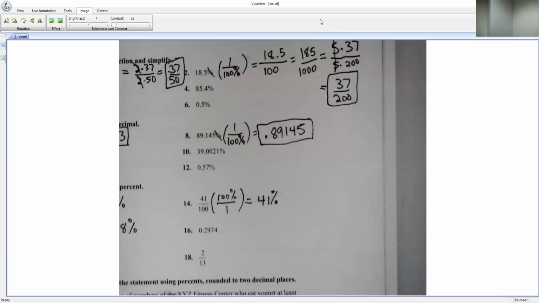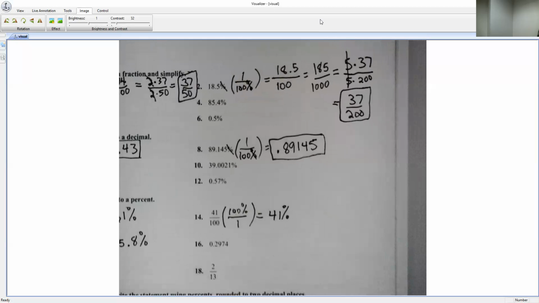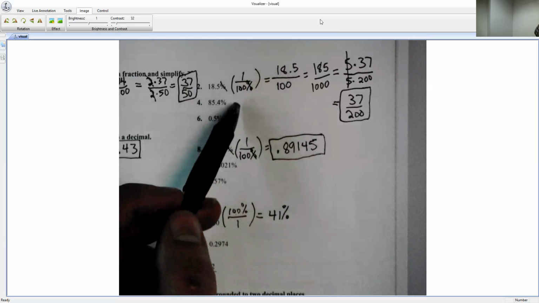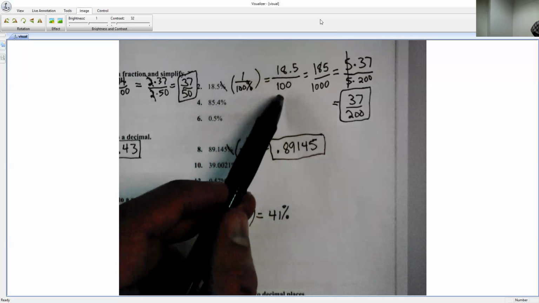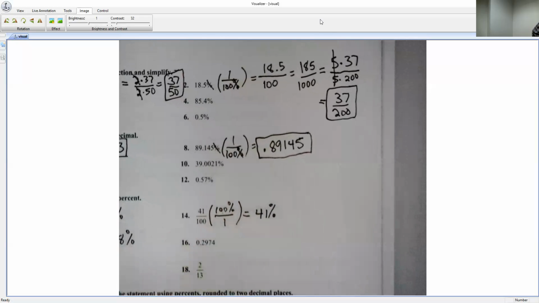Let's try another one. You'll notice number 2, 18.5%. We'll start the same way, of course. Our unit conversion will be 1 divided by 100%. And then we get this 18.5 over 100. And 18.5 is not an integer.